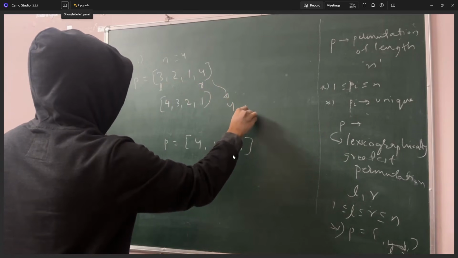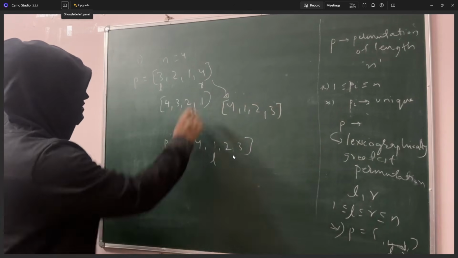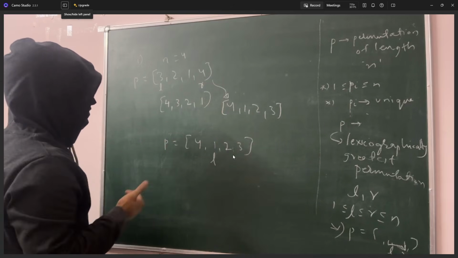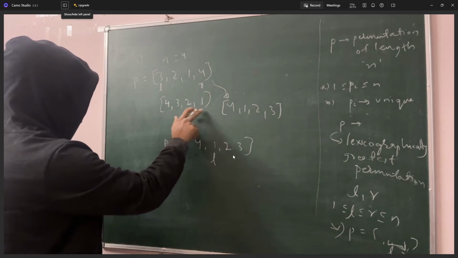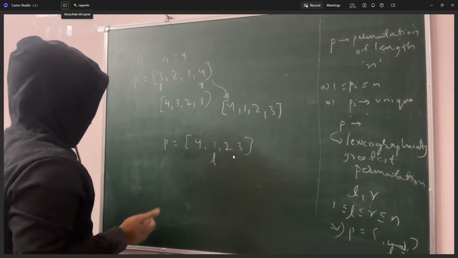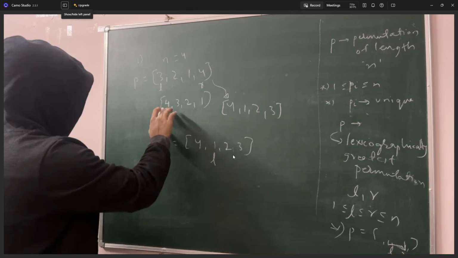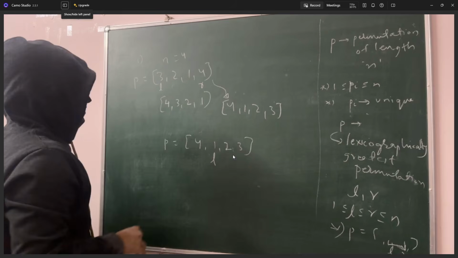4, 1, 2, 3, this is what you are going to get, and you need to do this operation only once, not more than once. If you were allowed to do it multiple times, then easily you would return only this permutation, because if multiple operations were allowed, you could easily get to this decreasing order. So only one operation is allowed.